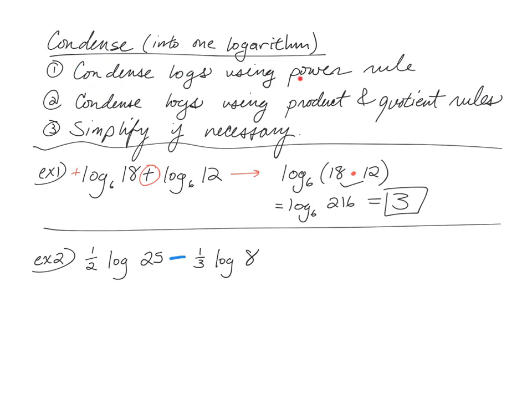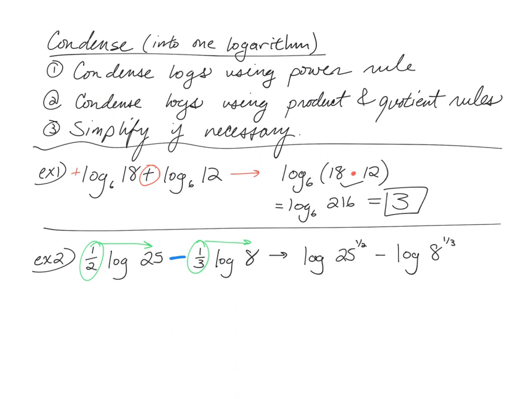First step, condense logs using the power rule. We have coefficients this time for each log, so we need to move those to be the exponent. All right, so that means we will have log of 25 to the 1/2 power minus log of 8 to the 1/3 power.